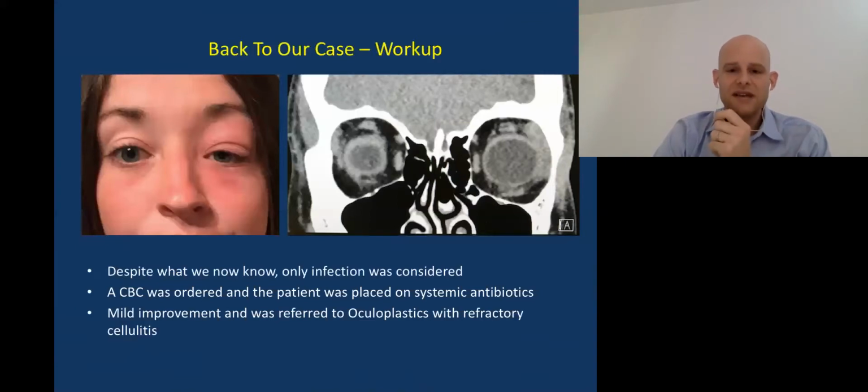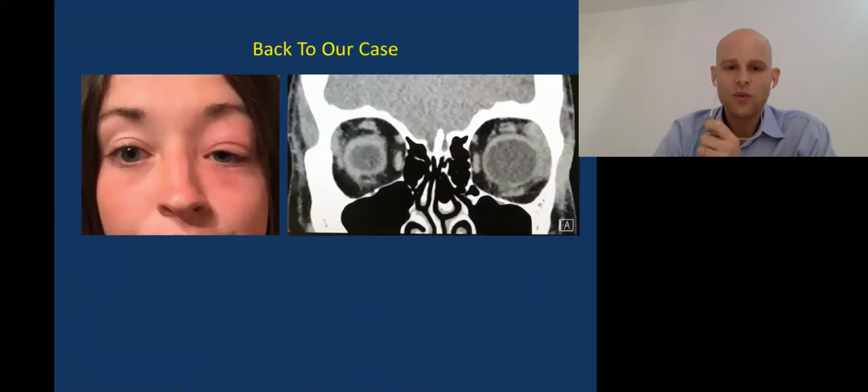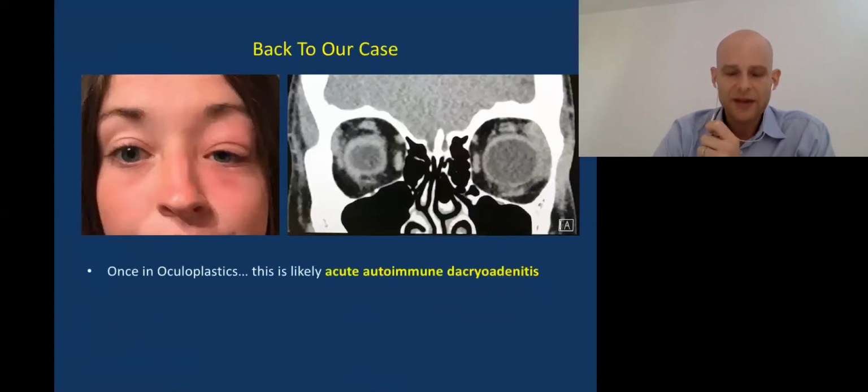And because of that, she was transferred to our hospital with a diagnosis of refractory cellulitis, okay? So when I saw her in clinic, I thought to myself that this is likely acute autoimmune dacryoadenitis. And for that reason, what I did is I added a full workup. So that full workup that I talked to you about, I added the full blood workup, a PPD, a chest x-ray. She already had a CT scan.